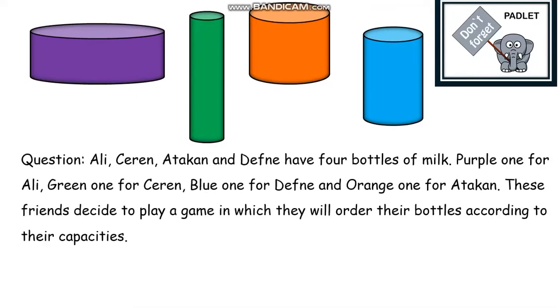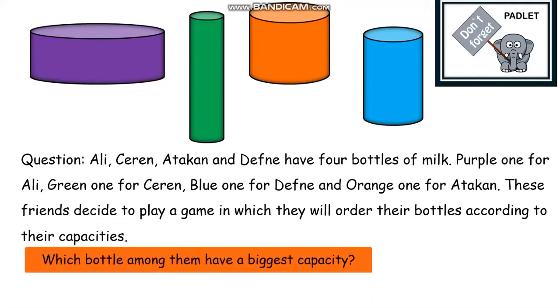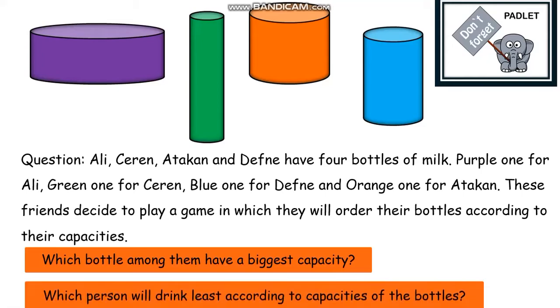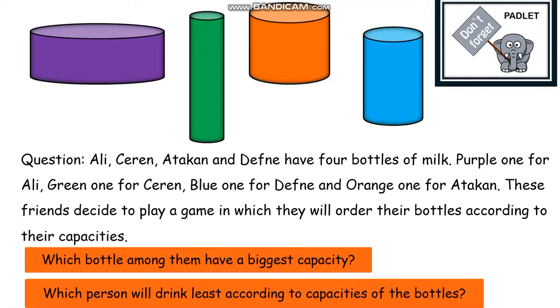In our question, it says, Ali, Ceren, Atakan and Defne have 4 bottles of milk. Purple one for Ali, green one for Ceren, blue one for Defne, and orange one for Atakan. These friends decide to play a game in which they will order their bottles according to their capacities. Which bottle among them has the biggest capacity? And which person will drink least according to the capacities of the bottles? Now, stop the video and write your comments on Padlet.